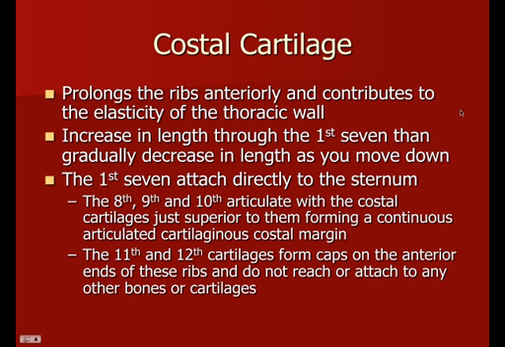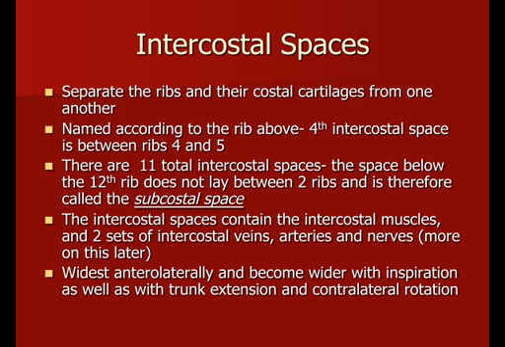Okay, the costal cartilage tends to prolong the ribs anteriorly and contributes to the elasticity of the thoracic wall. Because the cartilage does have some pliability to it, that is where your rib cage opens up to allow for expansion for breathing. The costal cartilage increases in length through the first 7 ribs and then gradually begins to decrease in length as you move down. The first 7 costal cartilages attach directly to the sternum. 8, 9, and 10 articulate with the costal cartilage just superior to them. And 11 and 12 don't actually attach, but they do have a little cap of cartilage on their end, just to make a nice smooth surface.